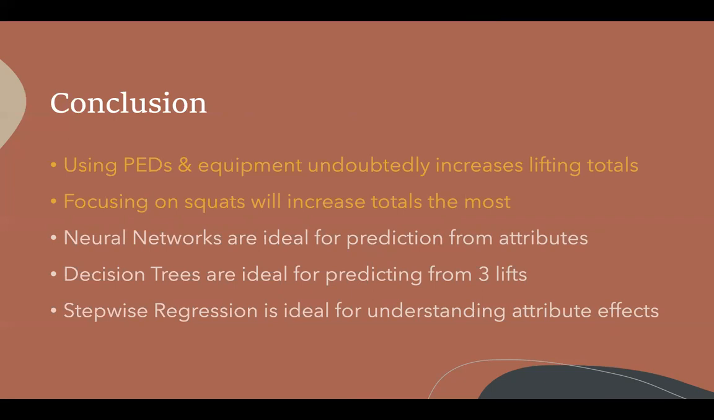Neural networks are ideal for prediction from attributes. Obviously, they have the lowest mean squared error, but it's really difficult to interpret what is going on in a neural network. And decision trees are ideal for predicting from the 3 lifts, including every other variable, but the decision tree that we got literally only had the 3 lifts in it just because all the other variables were not nearly as important for predicting the total, since the total is the aggregation of those 3 lifts. So stepwise regression is ideal for understanding what is going on in these models, because in all honesty, it's quite difficult to interpret what is going on from a neural network, and it is a little bit less difficult to interpret what's going on with a decision tree. So that's all I got.